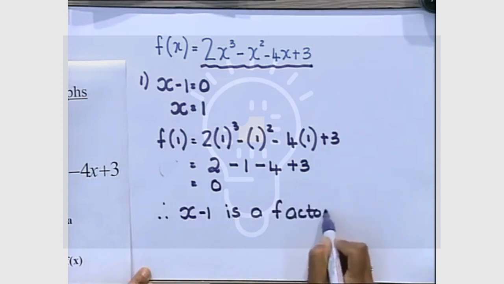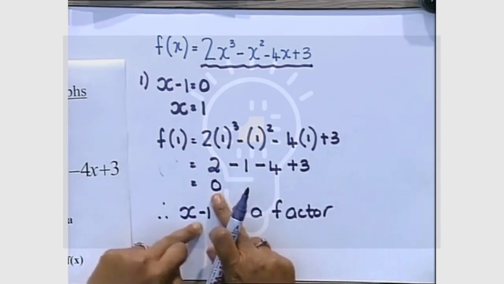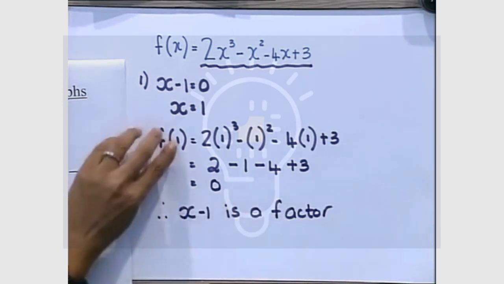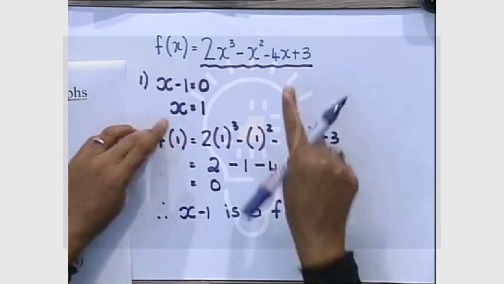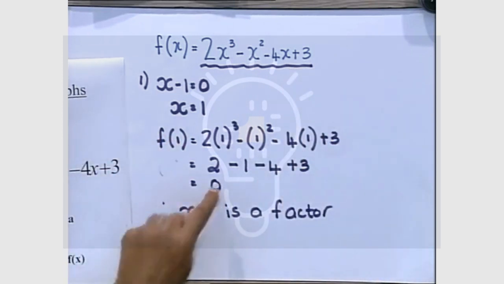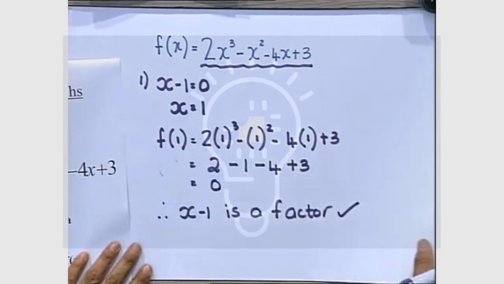Let's look at the logic. Why is it a factor? Because the remainder is 0. So x minus 1 is a factor the minute you substituted 1 into the place of x. Then you want to go see whether there is a remainder. The remainder is 0. So x minus 1 is a factor. We have just answered number 1.